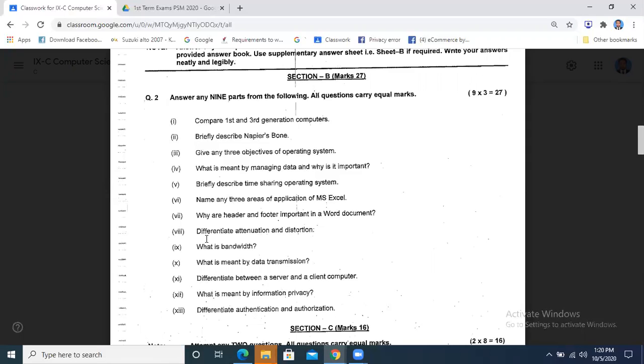And don't repeat one point again. You are writing 3 points, and in one point you say something, and in the second point you again say the same thing in some other words. So the examiner is not going to give you the marks. Keep in mind, 3 different points should be there.